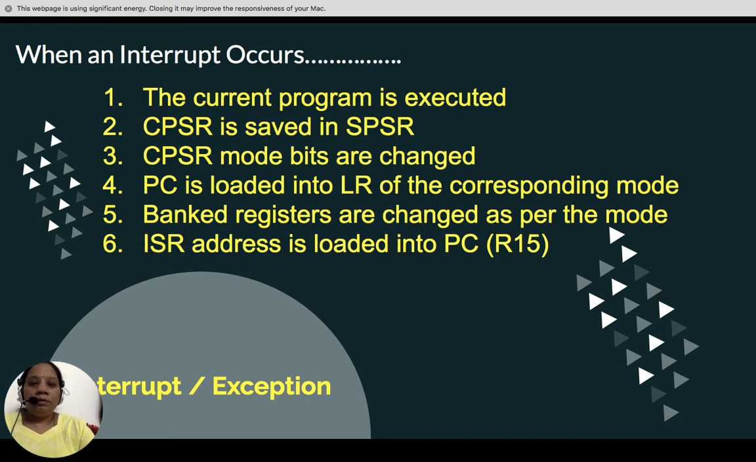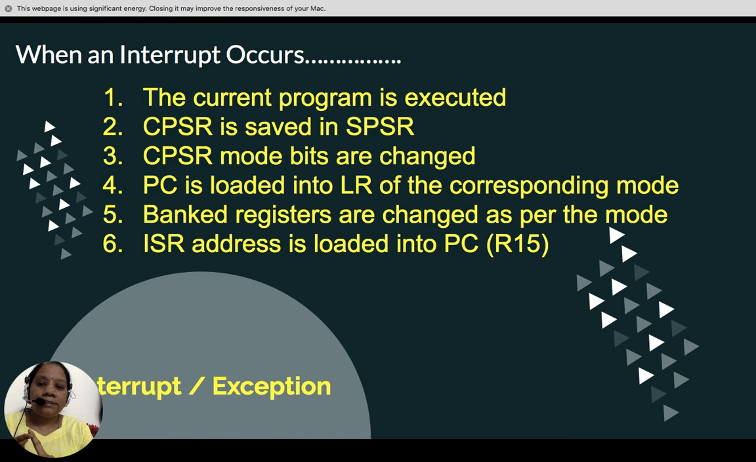Now you have your PC loaded with your interrupt service routine address. So you go there to the interrupt service routine. It will have a set of instructions, right? So fetch them, decode them, execute. Then again fetch the next one, decode, execute. So this is carried out in a normal way. But please remember one thing. When you're executing normal instructions, not interrupt instructions, you can do it in 2 modes. Either you can have it in the ARM mode or thumb mode.